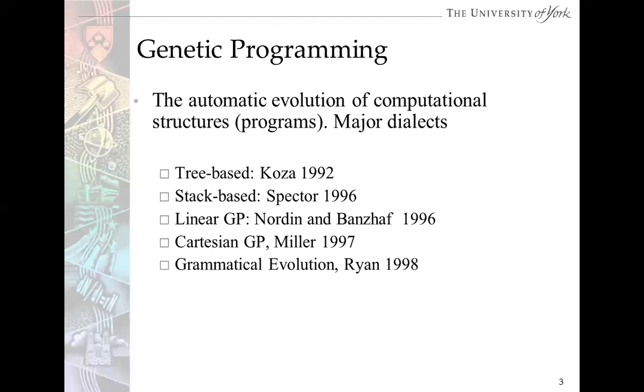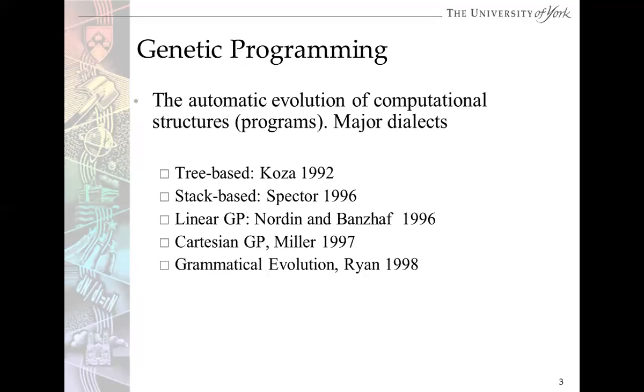Although the origins of GP are much earlier than 1992, GP became much more widely known after the publication of John Koza's book in that year. As you can see, the 1990s was a period of much activity on different ways of representing and evolving computational solutions. In that decade, the major dialects of GP were invented.